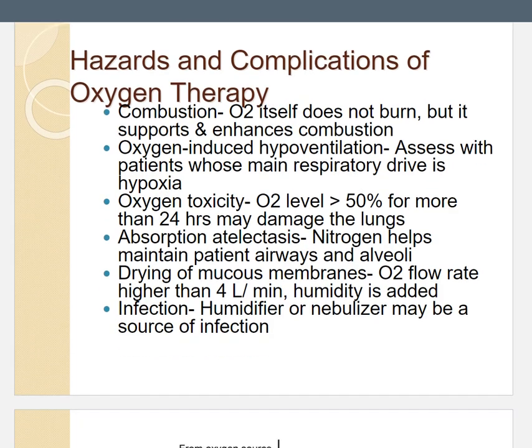There are certain hazards and complications of oxygen therapy, and some of these we might be more familiar with than others, but I'll go over these quickly. When we talk about combustion, I've had some instances where patients have been on oxygen and we tell them not to smoke, and they go in their little bathroom and smoke cigarettes. We have to be really careful, because usually O2 itself does not burn, but it supports and enhances combustion, and we don't want something to spontaneously combust and cause our patients to get burns from that.